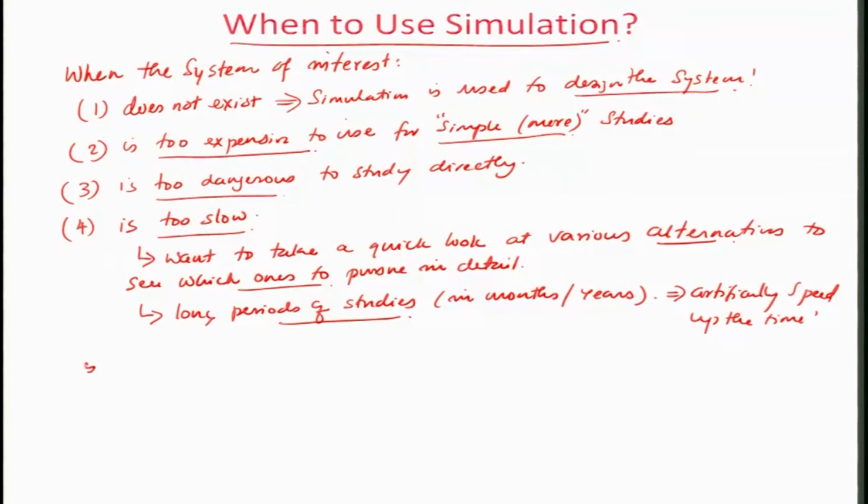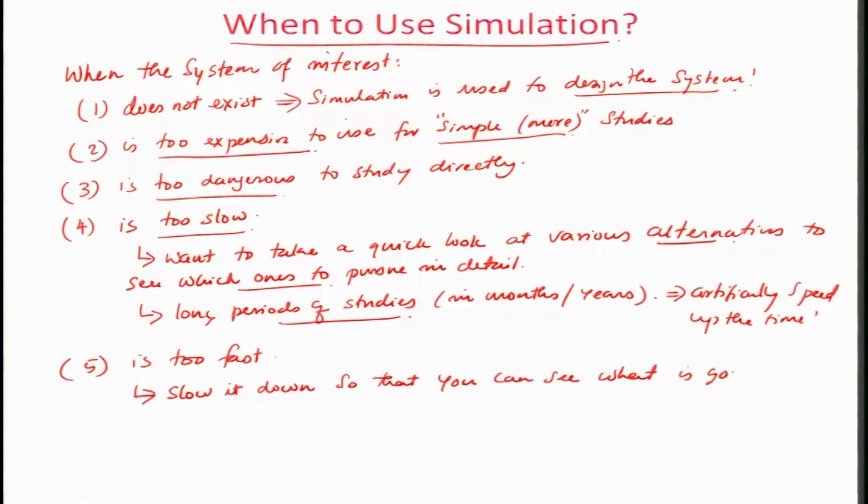Okay. Then the fifth consideration is when the system of interest is too fast. If it is running too fast, then slow it down so that you can see what is going on. Okay. So, that is the last aspect. If the system is too fast, you want to actually find a way to slow it down so that you can actually see what is going on within the internals of the system.